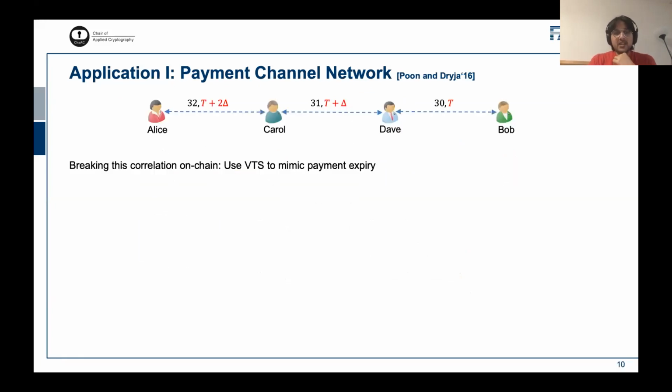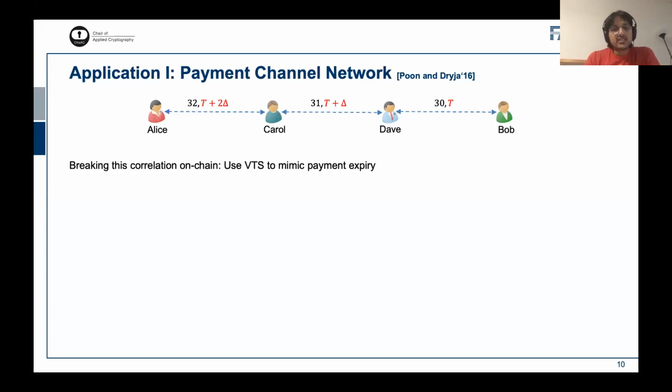So we propose how to break this time lock correlation. And the idea is that you use VTS to mimic the payment expiry, right? So what is payment expiry? Look at the payment from Alice to Carol. The payment expiry just says that Carol cannot get paid after time t plus 2 delta, right? So after t plus 2 delta, Carol does not get these 32 coins, okay?